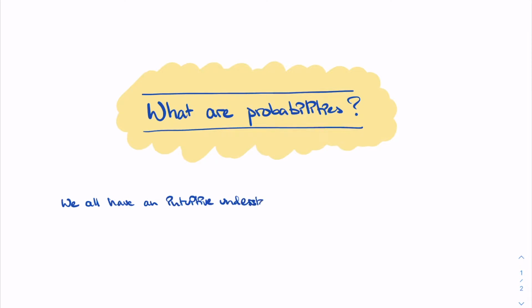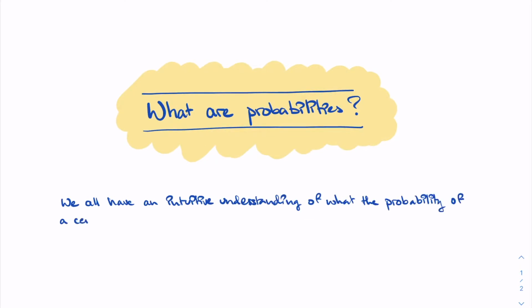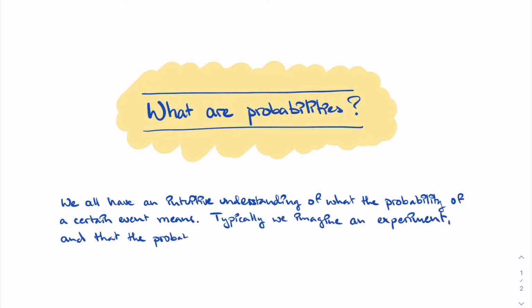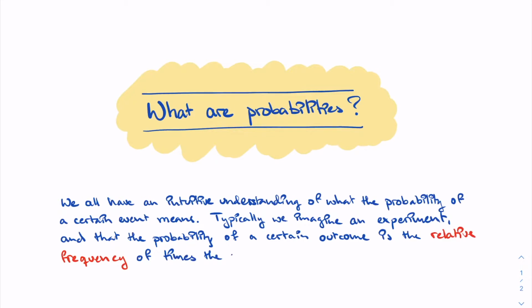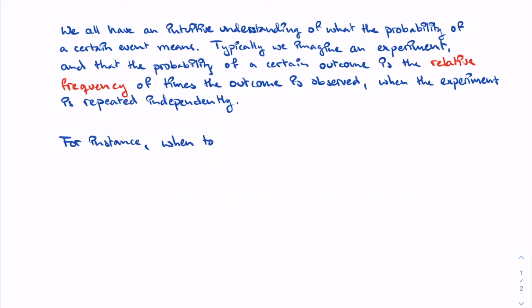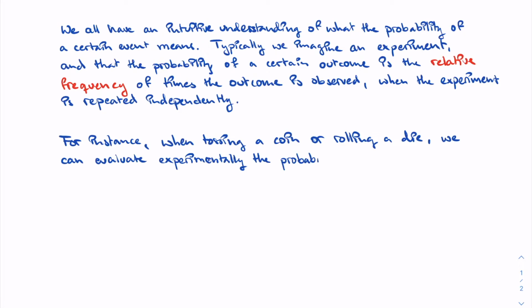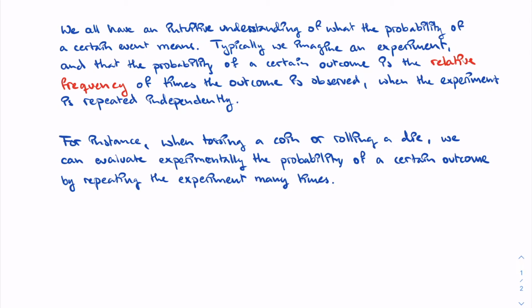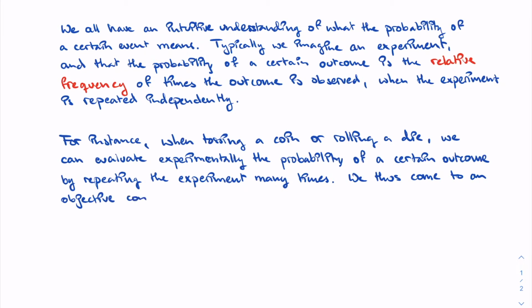We all have an intuitive understanding of what the probability of a certain event means. Typically, we imagine an experiment, and that the probability of a certain outcome is the relative frequency of times the outcome is observed when the experiment is repeated independently. For instance, when tossing a coin or rolling a die, we can evaluate experimentally the probability of a certain outcome by repeating the experiment many times. We thus come to an objective conclusion of what the probability should be.